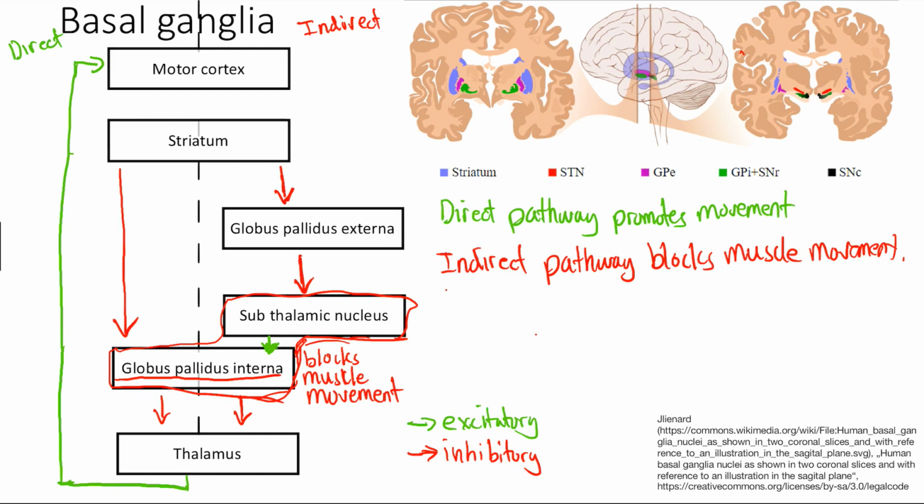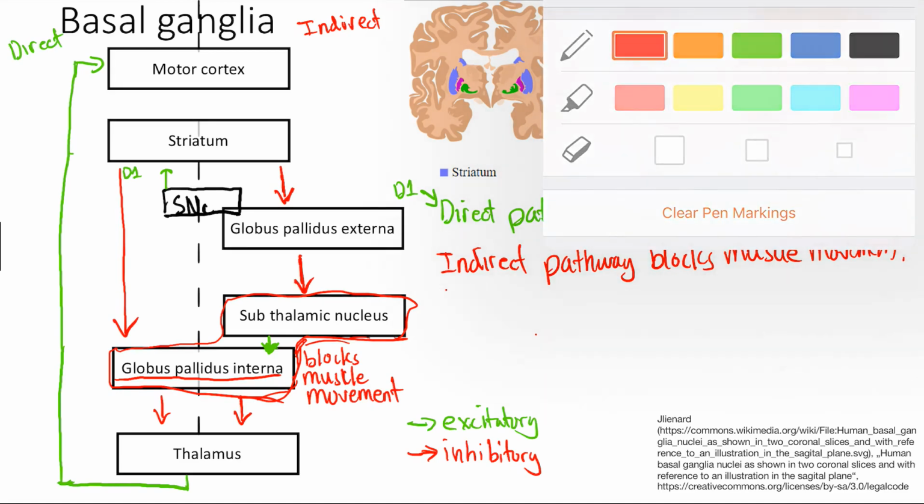I've actually left something out, which is the substantia nigra pars compacta. That's right here. And this is an area of the brain. I'm just going to call it SNC, that's substantia nigra pars compacta. This area of the brain is responsible for secreting dopamine. Okay. This dopamine will go to the striatum, and in the direct pathway, there are D1 receptors that lead to an excitatory effect on the striatum. So D1 will activate the direct pathway, leading to even more muscle movement.